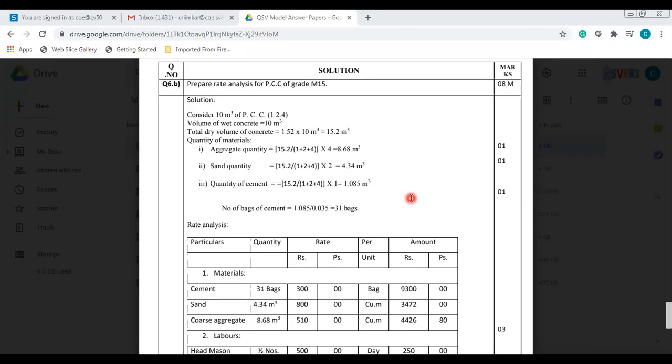If the quantity is not given, you can assume the quantity as 1 meter cube or 10 meter cube. Okay, you can assume any.